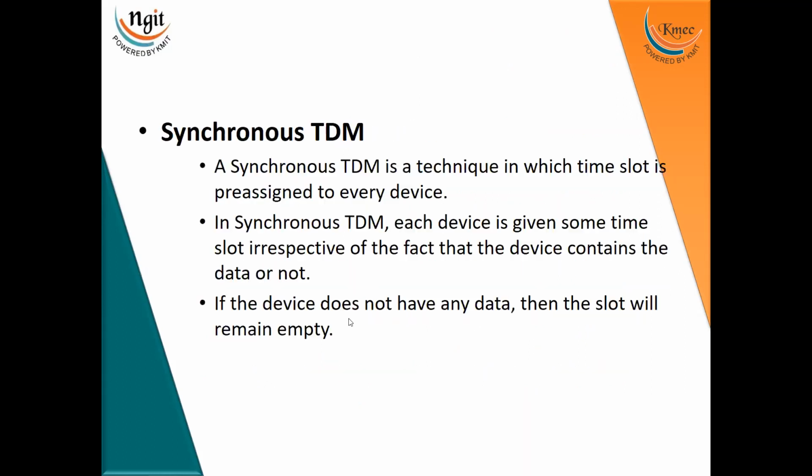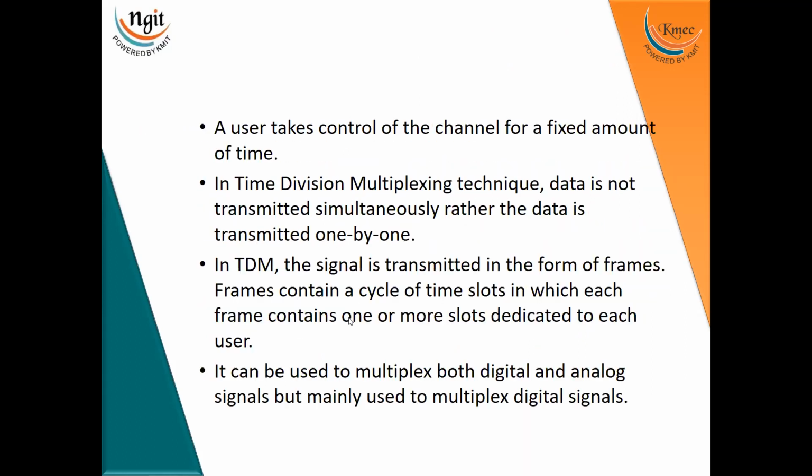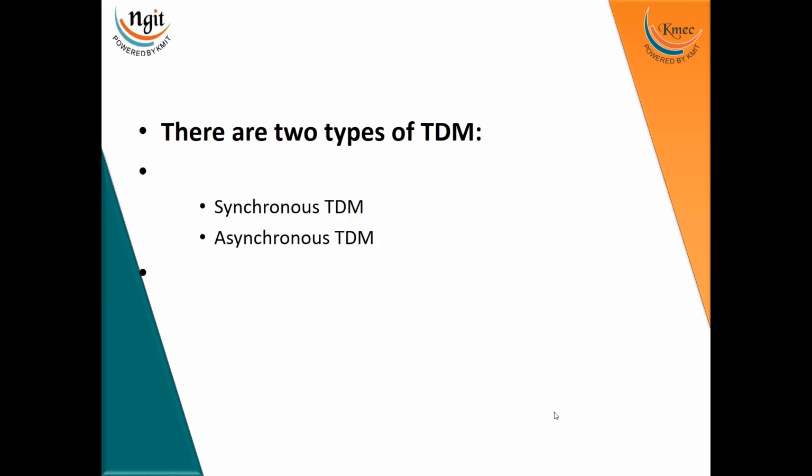In time division multiplexing, we have different signals. The signal is transmitted in the form of frames, and the frames contain a cycle of time slots, in which each frame contains one or more slots dedicated to each user. It can be used to multiplex both digital and analog signals, but it is mainly used to multiplex digital signals.